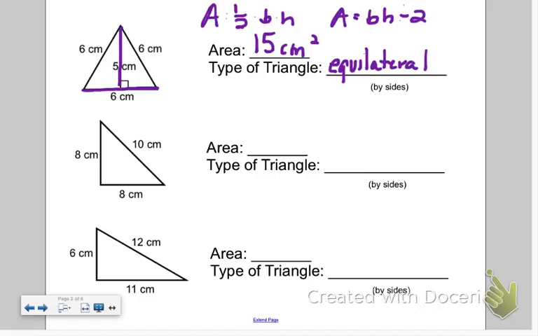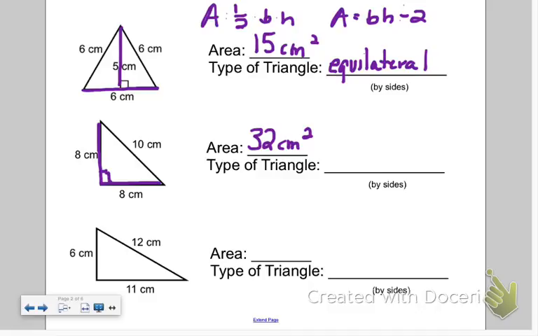In this next triangle here, again, we're going to find the area, base times height divided by 2. Here's our base, which is 8. Our height is 8. Remember, base and height need to be perpendicular. 8 times 8 is 64. When we cut that in half, we get 32. So 32 square centimeters.